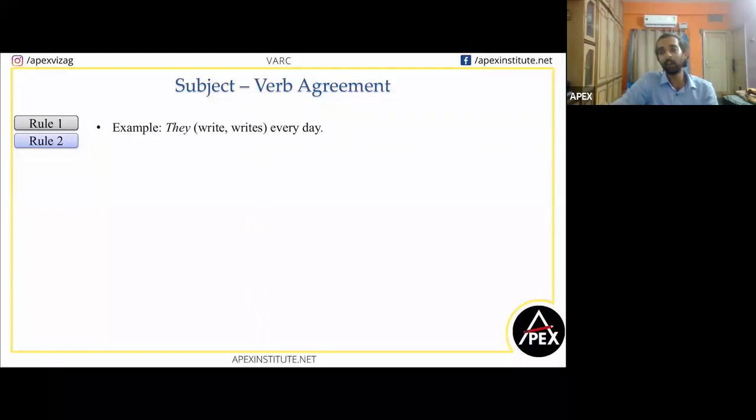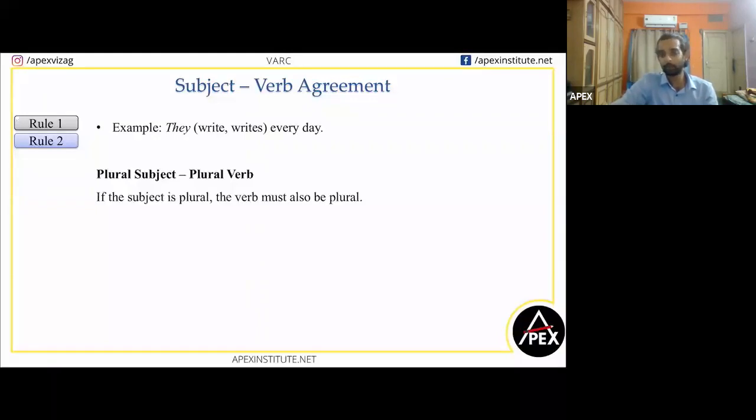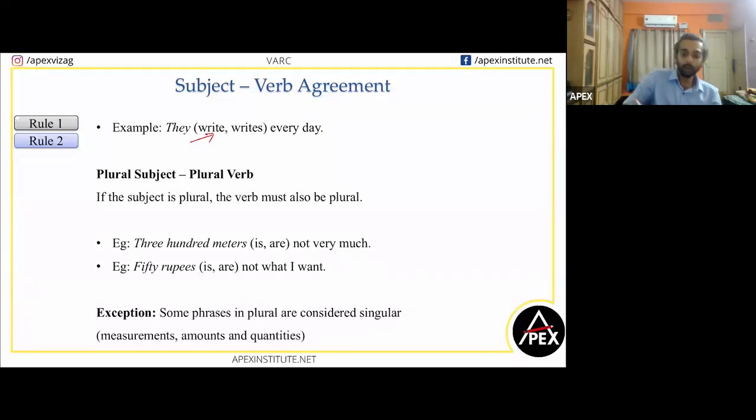So the second part is about the plural part. We've already covered this rule. Can you tell me what will be the answer? This one, no? They, right? Okay. Now, here's one exception. The exception is about when some plurals can be considered as singular. If you're taking any kind of measurements, amounts or quantities, they're always considered as singular. Though you might think that there are 50 rupees, it's considered as singular only. Is that clear?